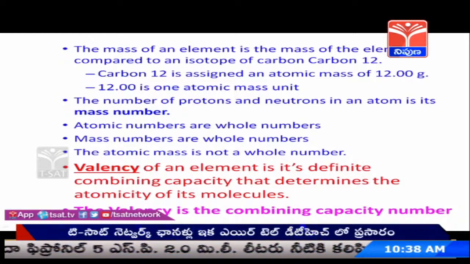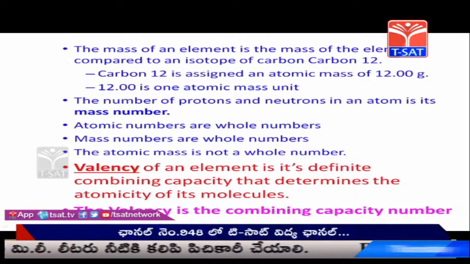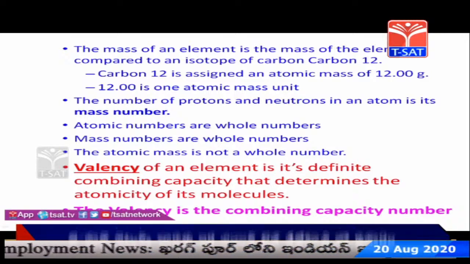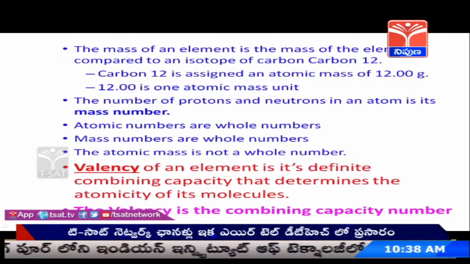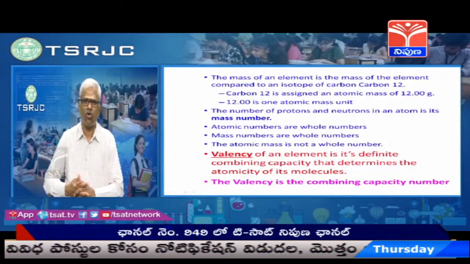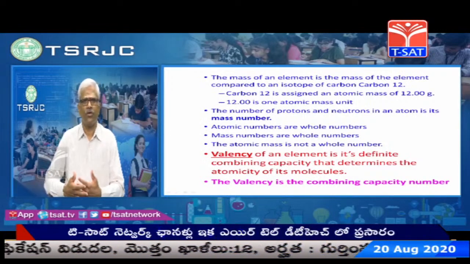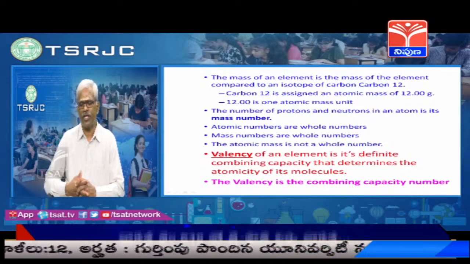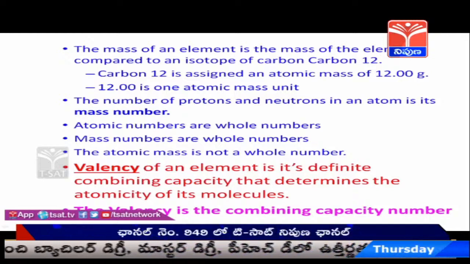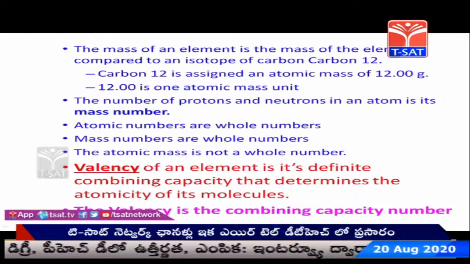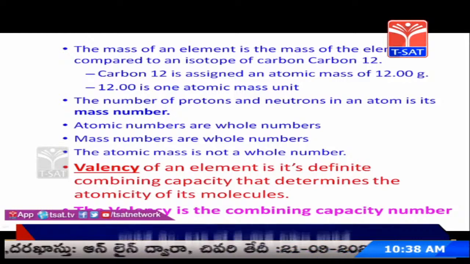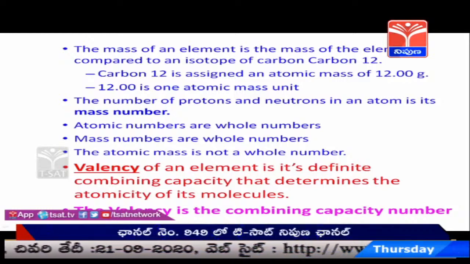Why? Because the mass of any atom is due to the neutrons and the protons. The number of neutrons and the number of protons is a whole number. How many protons are present in the atom? How many neutrons are present in the atom? Both are whole numbers, so we will get the mass number as a whole number, but atomic mass is the average mass of all the isotopes that occur in nature. That is why we discussed isotopes.